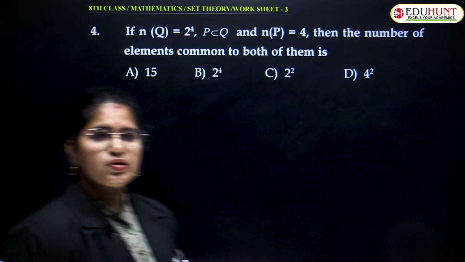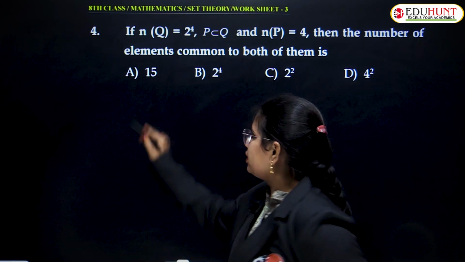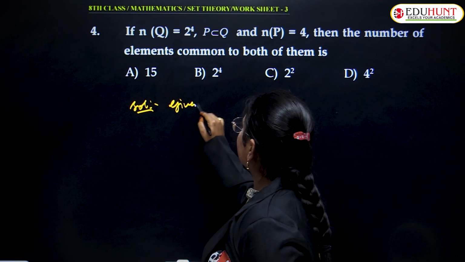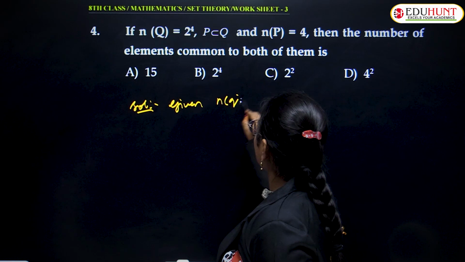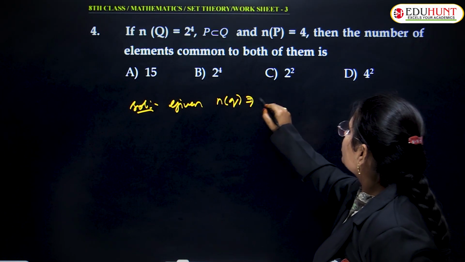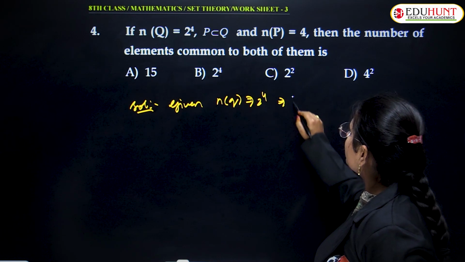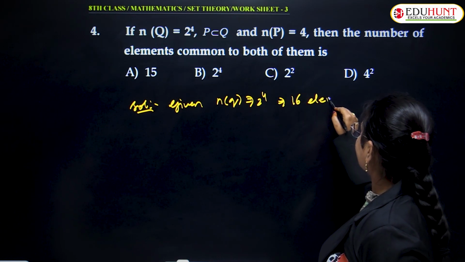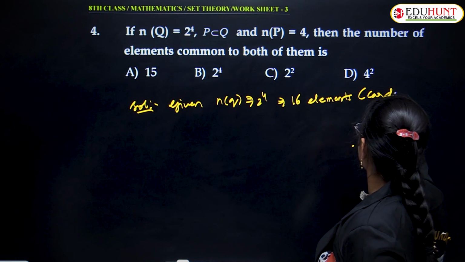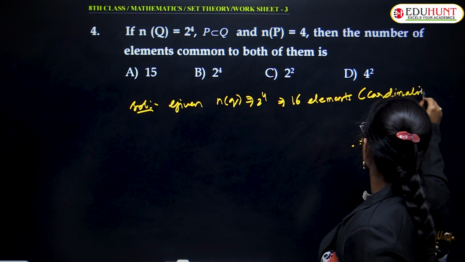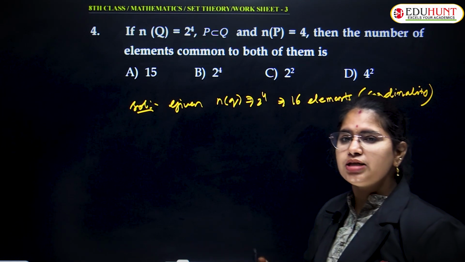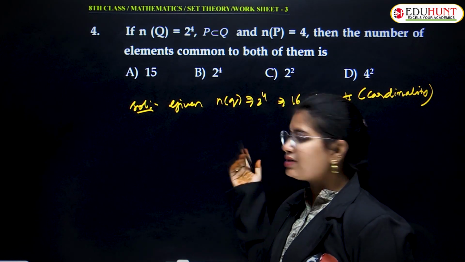If n of Q is equal to 2 power 4, given n of Q. n of Q means cardinality of Q. 2 power 4 means 16 elements you have. So this is nothing but the given cardinality. So you have a total of 16 elements. 2 power 4 means 2 2s are 4, 4 4s are 16.